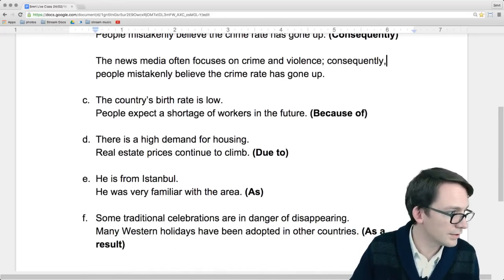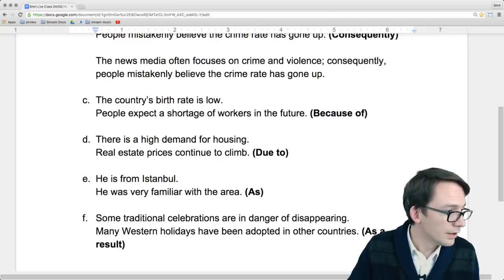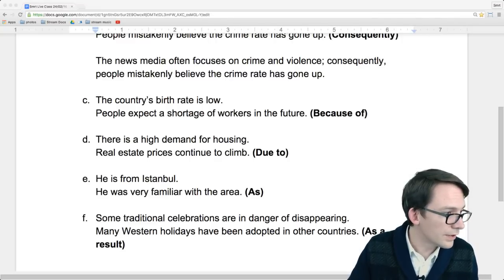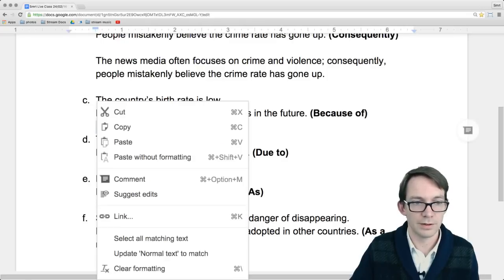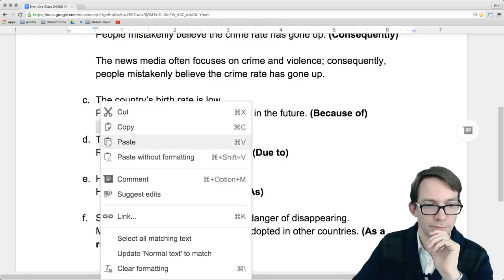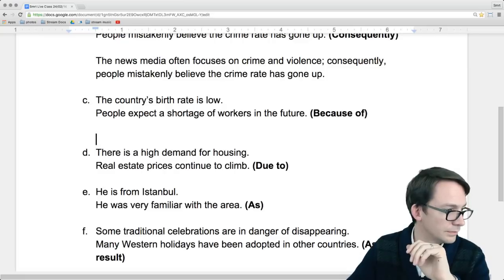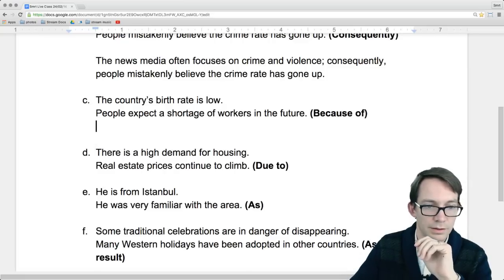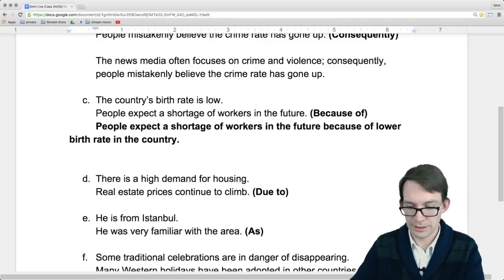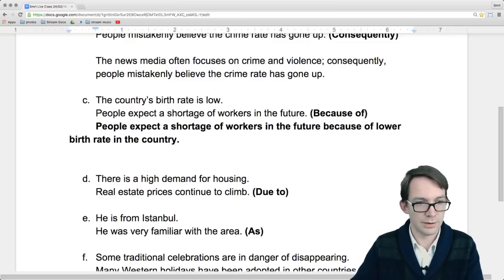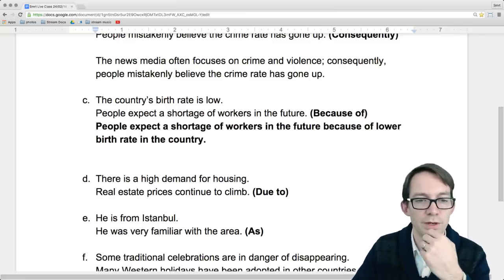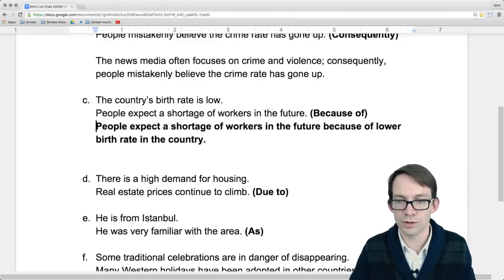Okay. For C, let's look at C. Who's got C? I saw C in here somewhere. All right. Okay, Selma, I see you've got C over here. Let me put that up in here. So let's take a look at this. Oops. All right, let's try that again. Ooh, all bolded. That's all right. There. Okay, so people expect a shortage of workers in the future because of lower birth rate in the country.